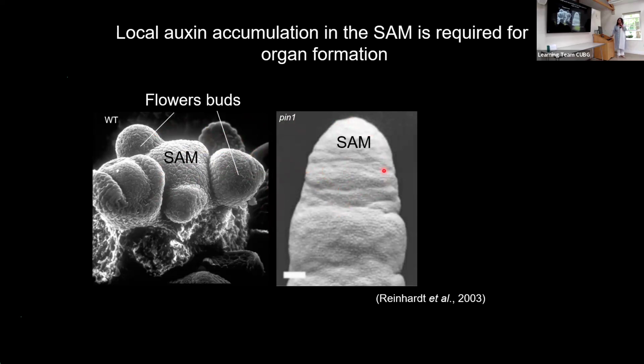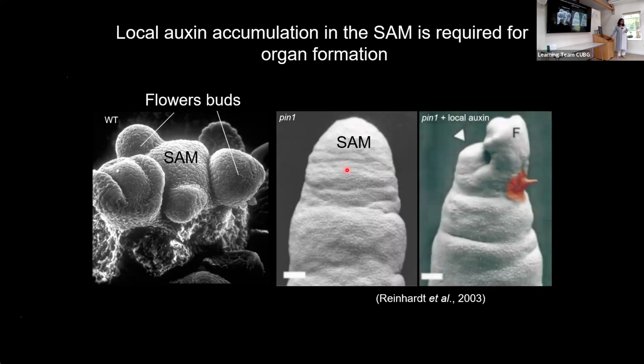But when scientists used the plant hormone called auxin, and they mixed it with a paste similar to Vaseline, and then they just applied a drop of that paste containing auxin onto this shoot meristem, they could restore flower formation. So you see, now a flower is originating from the shoot meristem, and this is the paste, which means at the site where auxin was applied very locally, flower formation was restored.